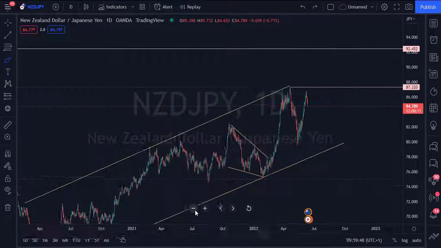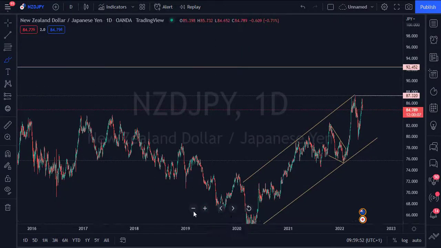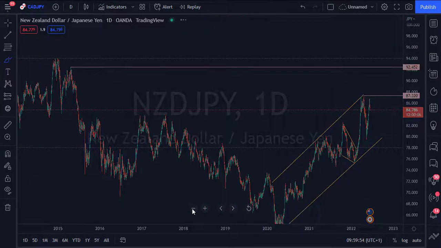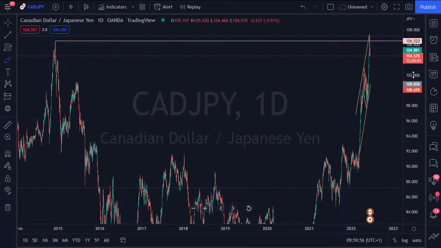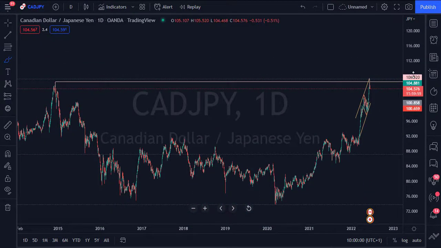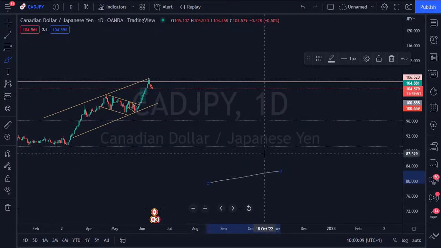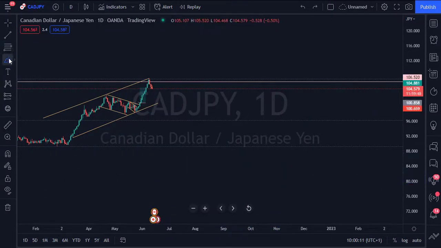There's no point to rush into a trade. You just need to wait for the market to tell you what it's planning to do before you get involved in any trade whatsoever. So let's continue. AUD CAD. AUD CAD also looks appealing. All right, so there is a double top here. Let's see what happened in the double top. So there's a double top here.